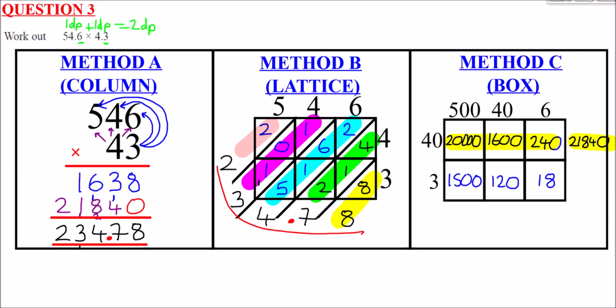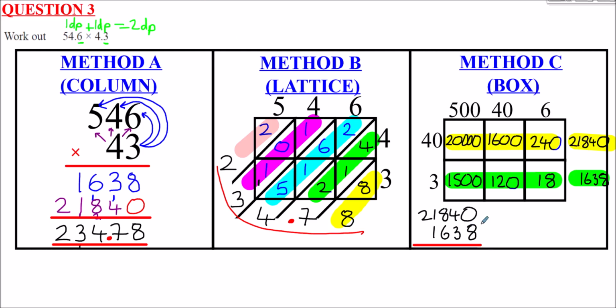Next, if we add up these bottom numbers, 1,500 plus 120 plus 18, that's the same as 1,500 plus 138. That gives us 1,638. And then if you add these two numbers up here, 21840 plus 1638, you will see that you get exactly the same answer.